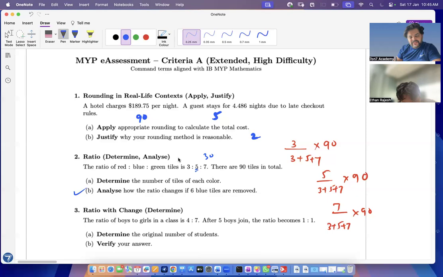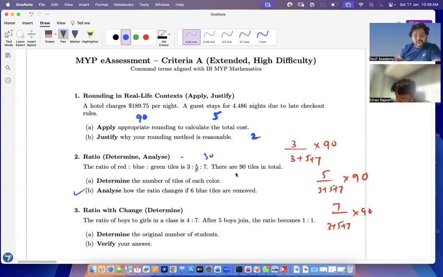What will you get? Just get all the ratios of all different tiles, and then remove 6 here. Then recalculate the ratio. So you recalculate the blue ratios. We calculate the final ratio and then reduce 6 from it to see the final ratio. That's what I was saying: analyze how the ratio changes if 6 blue tiles are removed.